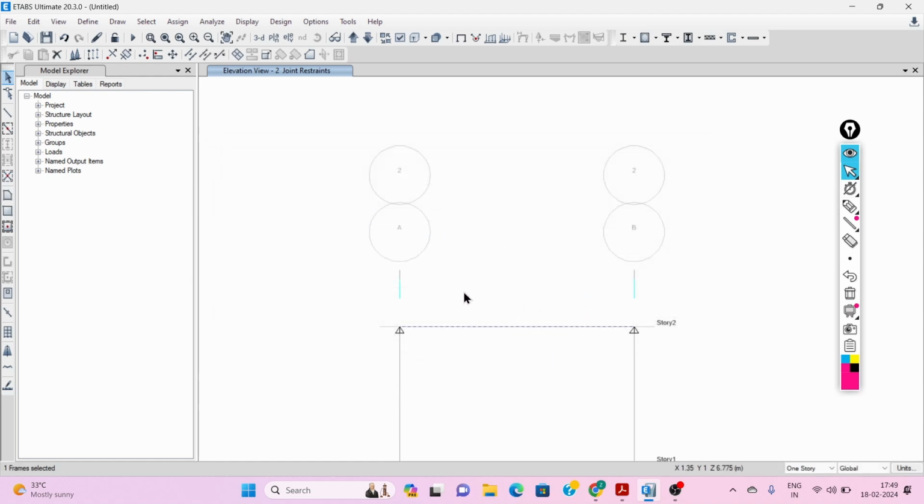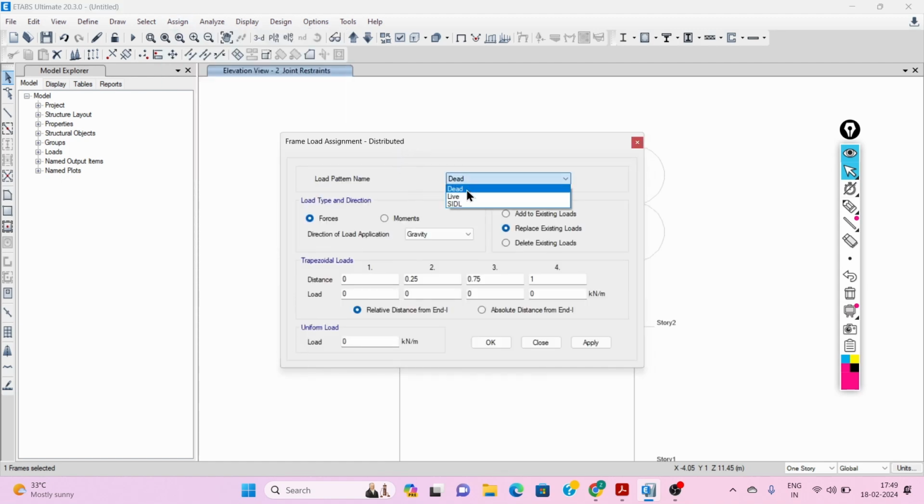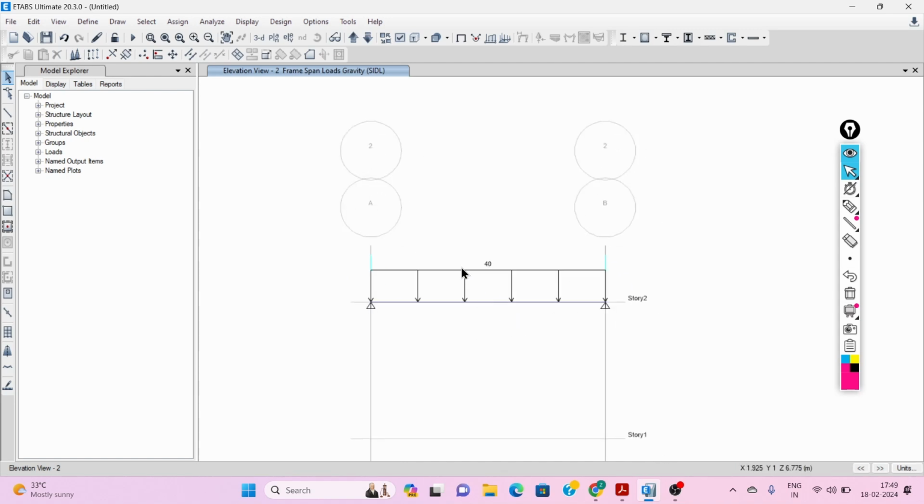Now just select the beam, go to Assign, Frame Loads, Distributed. Here we need to select SIDL and the load will be 40 kilonewton intensity. Service load 40 kilonewton per meter. Just click on apply, click on OK. Load has been applied. Now I'll make a load combination.